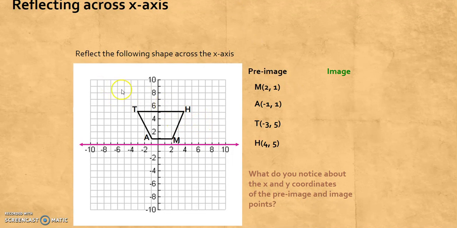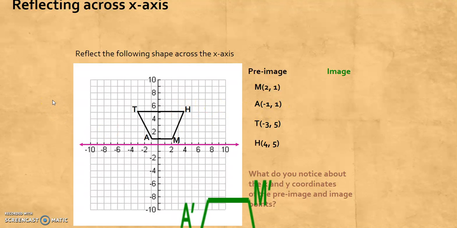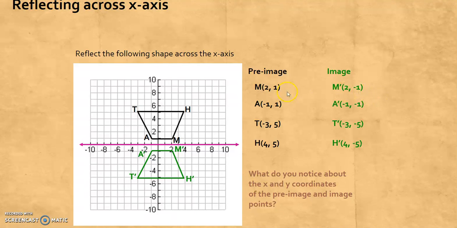Here's an example where we're going to reflect this quadrilateral, and this time we're going to reflect it across the x-axis. So instead of going horizontal, this time we're going to go vertical. A looks like we're up 1, so we'll come down 1. A is at -1, 1. And when we flip it, our new coordinates will be -1, -1.